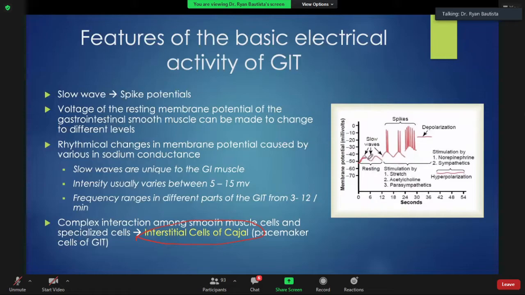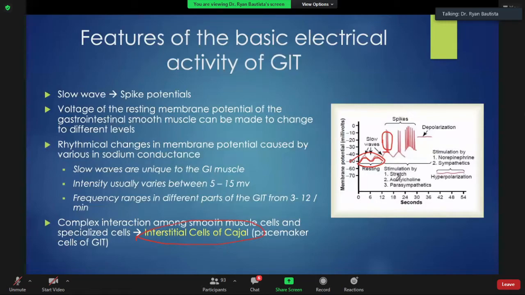When calcium comes in, calcium comes out. As you can see, it generates what we call your slow waves. It only produces an action potential if, at the peak of that depolarization or threshold, you have another stimulus. What's that stimulus? I'll show you in a little while.